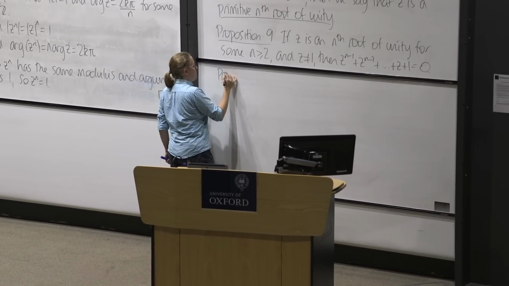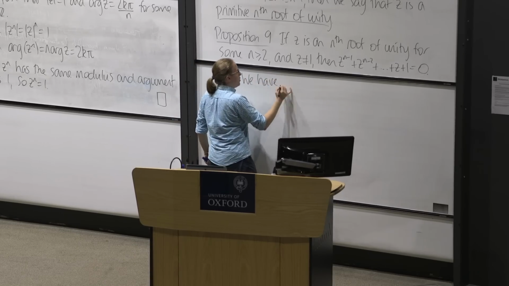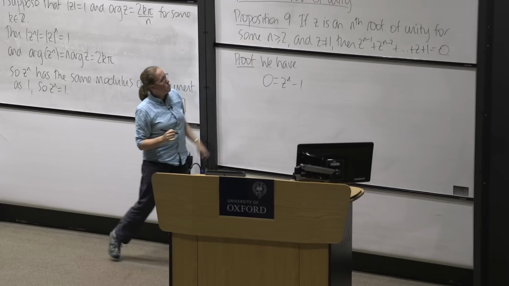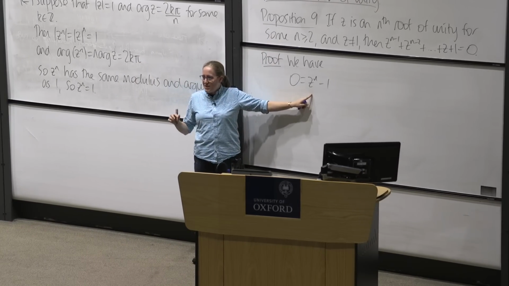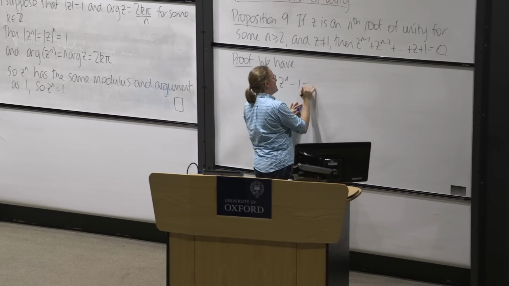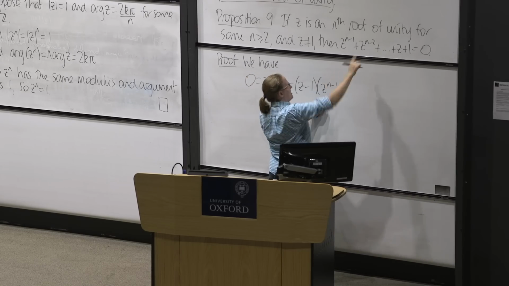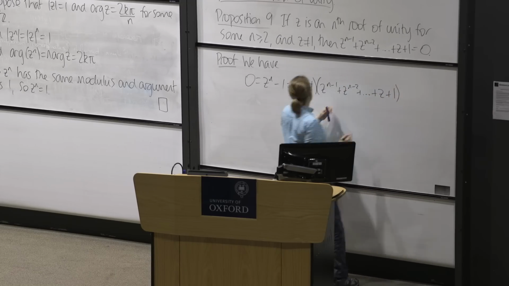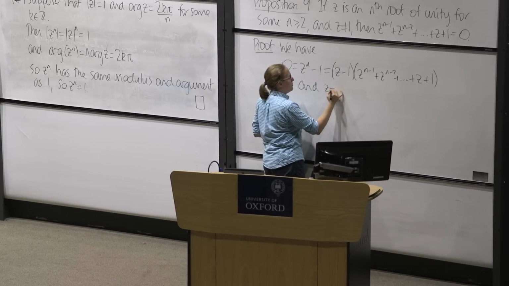So this is not too tricky to prove because we know that 0 is z to the n minus 1. We're assuming that z is an nth root of unity. And we can factorize z to the n minus 1. If this factorization is not second nature to you, I invite you to think about it because it's a really useful factorization. It kind of generalizes difference of two squares. And in fact, it's this. And z is not equal to 1. And that's the end of the proof.